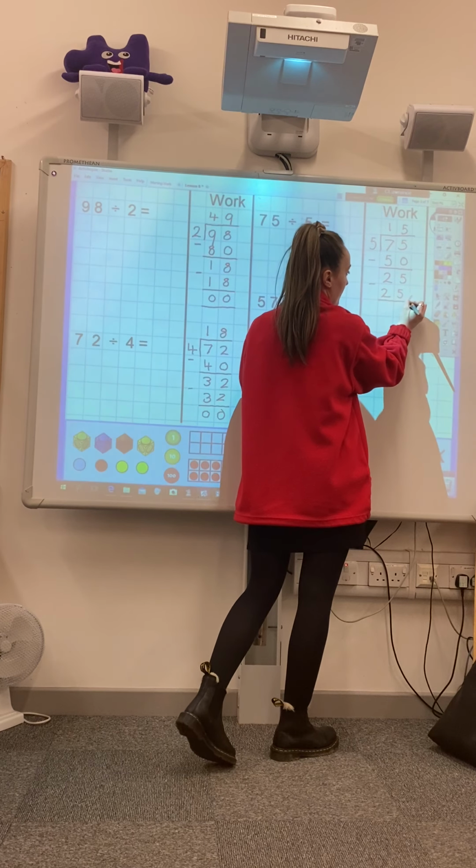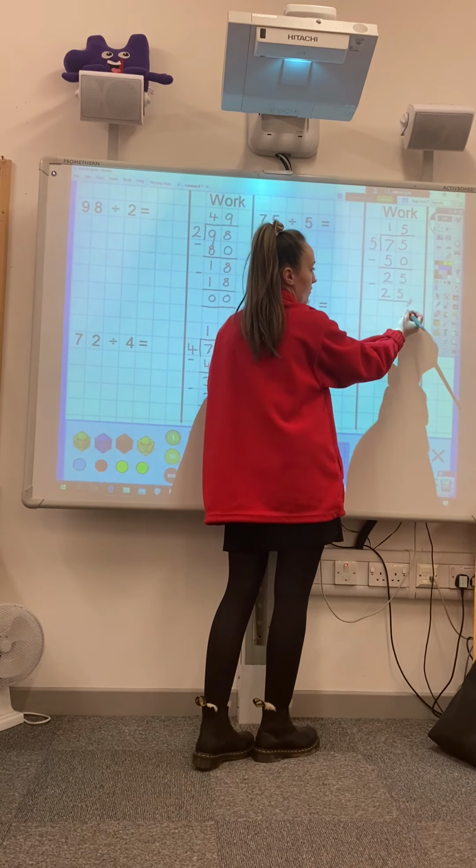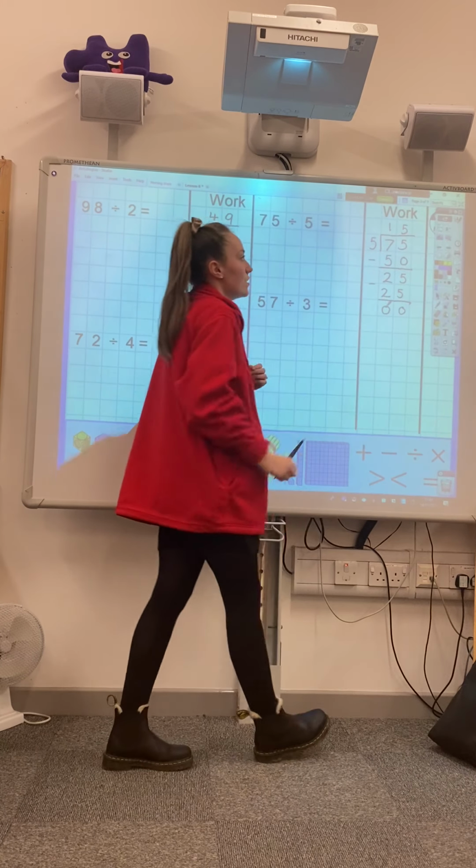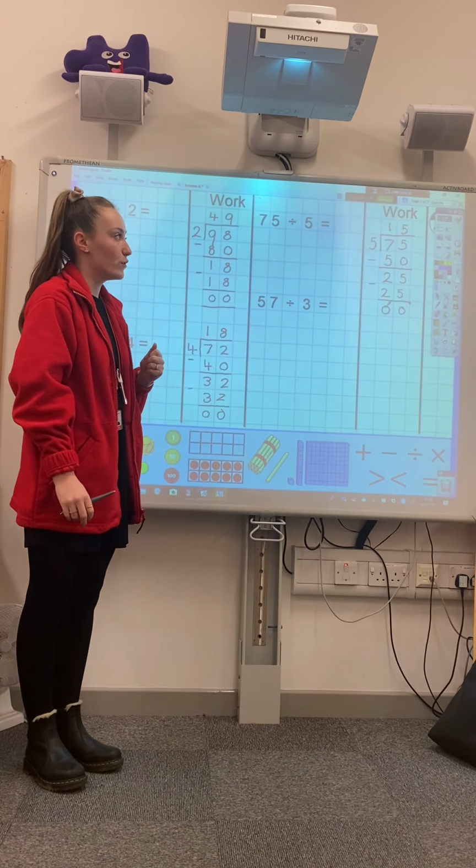So we've got 25 take away 25. 5 take away 5 is 0. 2 take away 2 is 0. So 75 divided by 5 would be 15.